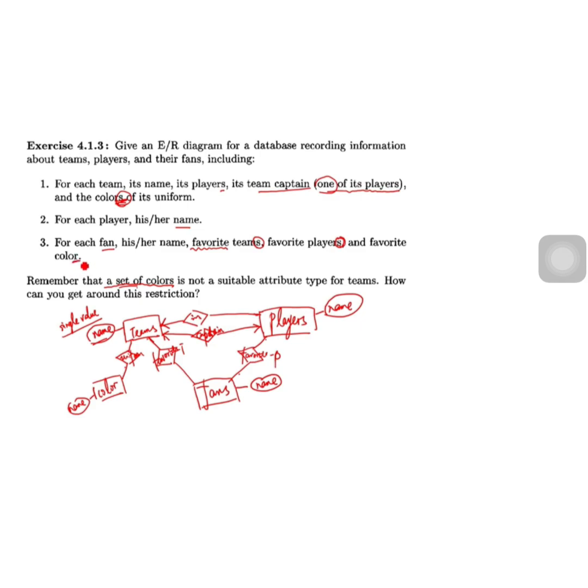Favorite color. No S here. So it means a fan likes only one favorite color. And a color can be liked by many fans. Okay, this is an example. Now let's look at another example.